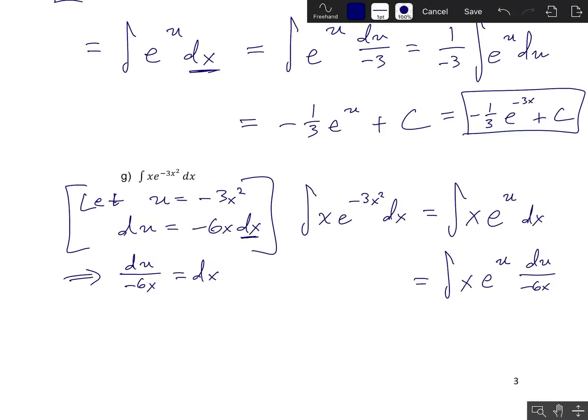And notice that now I have an x on the outside and an x in the denominator. So these can cancel. Sorry. These can cancel, and we would be left with just the integral of e to the u du over -6. And again, that division by -6, that's really just a multiplicative factor that's being applied to your integrand. So you can factor that out if you'd like as a -1/6 times the integral of e to the u du.